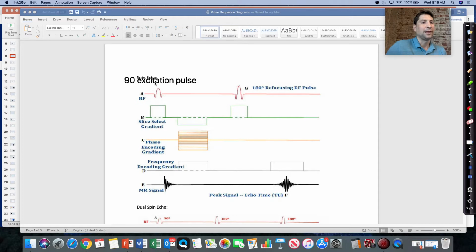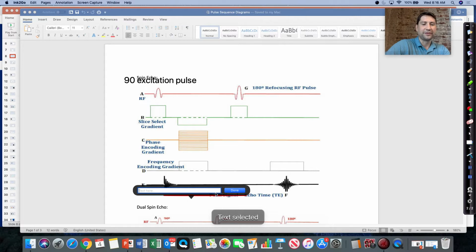So we apply that, and once we turn it off, our spins start to dephase. This time in red, from free induction decay to the 180, the spins are dephasing.